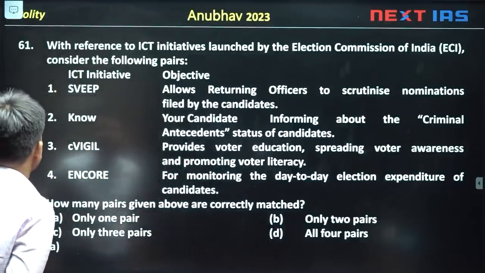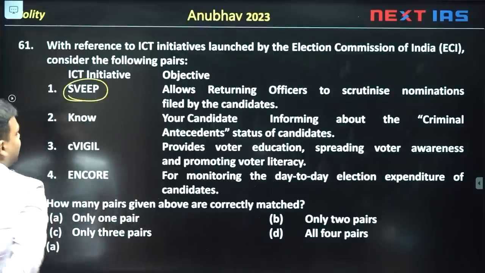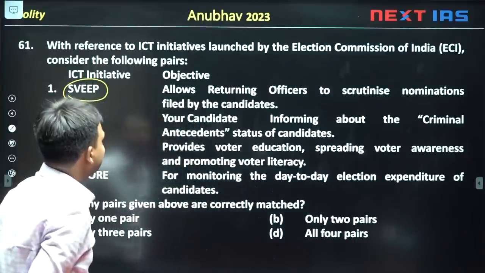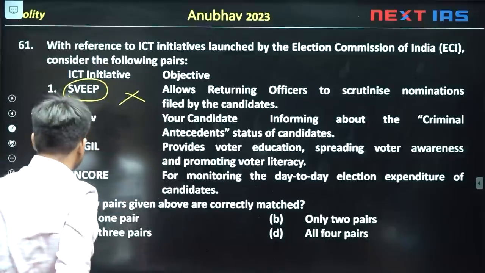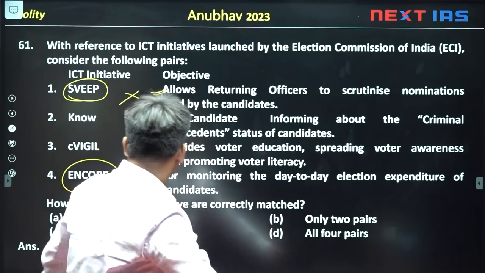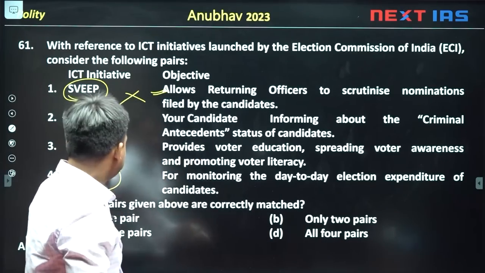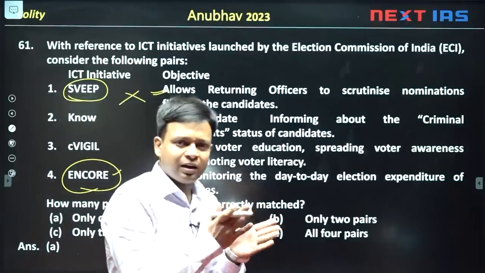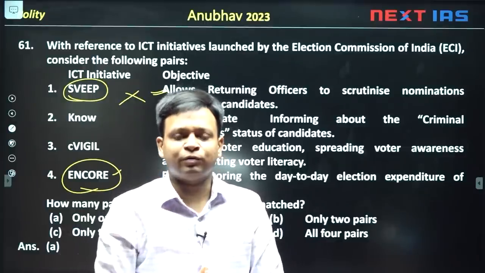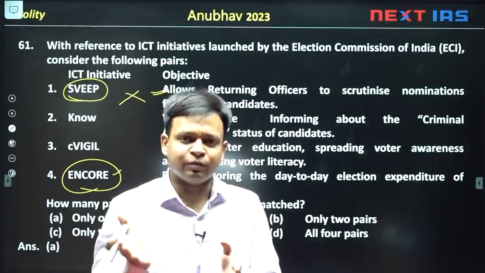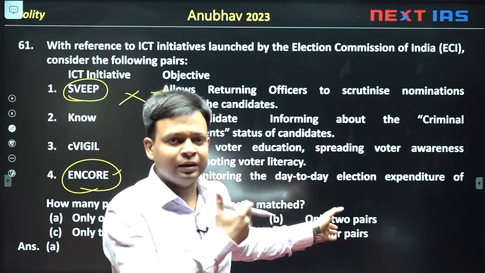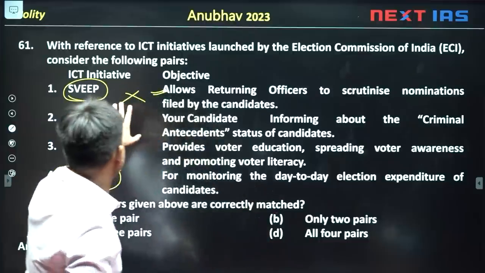The first pair is sweep, which you have to map with. It is saying that sweep allows returning officers to scrutinize nominations filed by the candidates. So this is not a correct match. This is provided by NCORE. NCORE is a separate initiative of the Election Commission. This NCORE initiative allows the Election Commission to have up to date information about nominations of candidates. It has two types of platforms. One is dealing with the real time information on votes polled and analytics related to the polling of votes, and the second one is about nomination and other things about the candidates. So this is not a correct match.